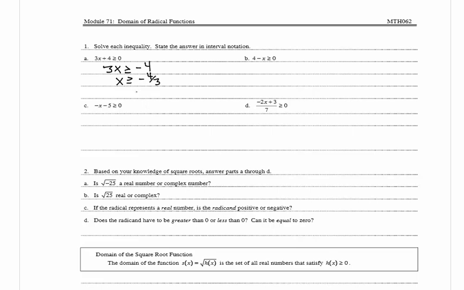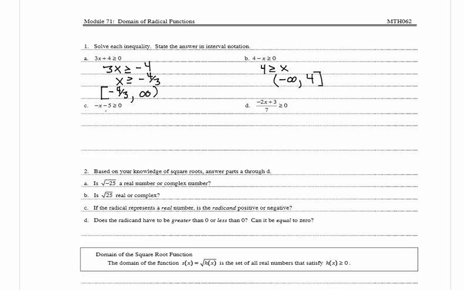And then in interval notation, if we have x greater than or equal to negative 4/3, negative 4/3 is the smallest value we're going to have for x. So we have a bracket because we're including it, negative 4/3 to infinity. In B, we have 4 minus x is greater than or equal to 0. So we're going to add x to both sides, and we have 4 is greater than or equal to x, which means that x is going to be less than or equal to 4. So we're going to have from negative infinity to 4, and again brackets around 4 because we can include it.